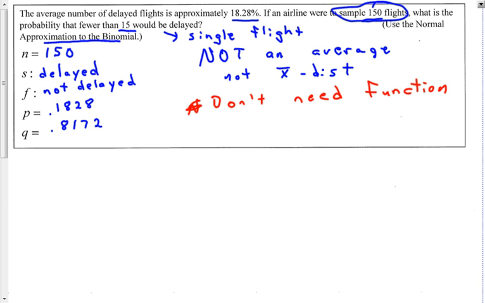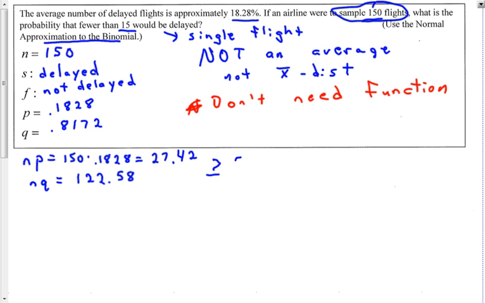What is required is that NP, which is 150 times 0.1828, 27.42, and NQ, which is 122.58, are both greater than or equal to 5, which means it's okay to use.